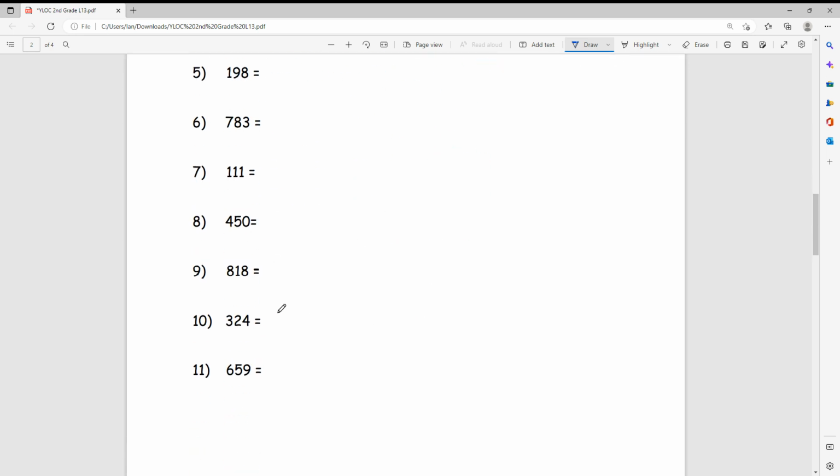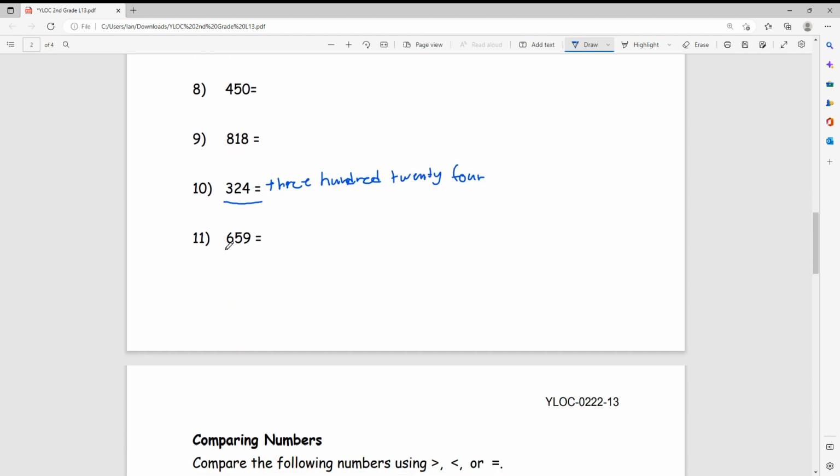Let's just do number 10, which is 324. So just say it out loud and then write it out. So 300, so write 300. And 20, and then 4. Finally, we write this one, 600, 59.